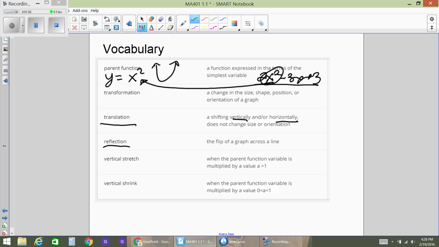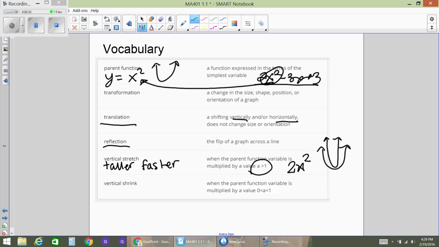So translations and reflections are isometric, but a vertical stretch and a vertical shrink are going to change the shape of the graph. For instance, when the parent function variable is multiplied by an a value greater than 1, so let's pretend it's 2x squared here, you've got your parent function, x squared, and your 2x squared is going to be a narrower graph. What you want to think of is that it gets taller, faster.